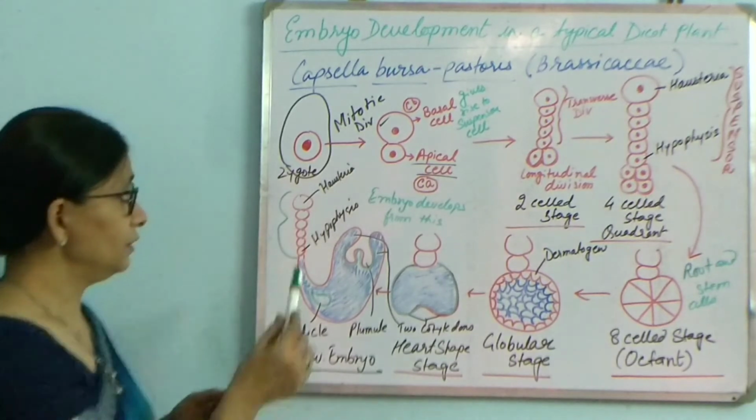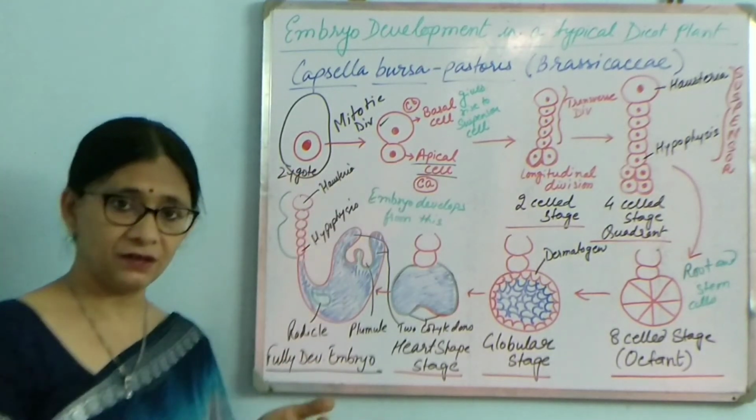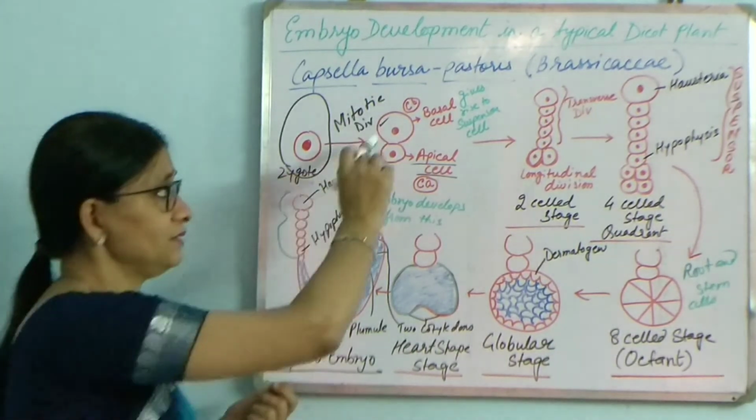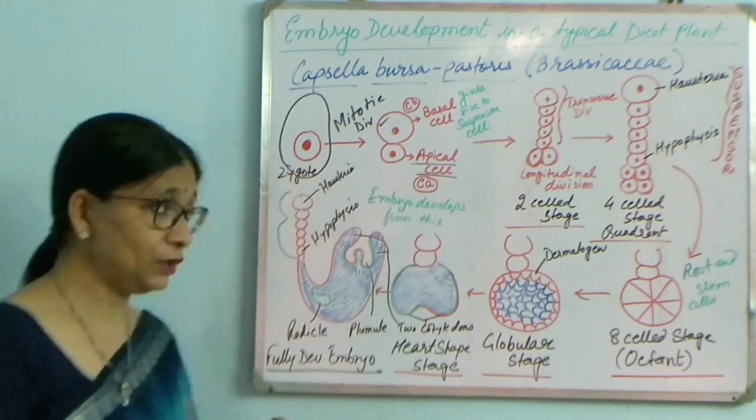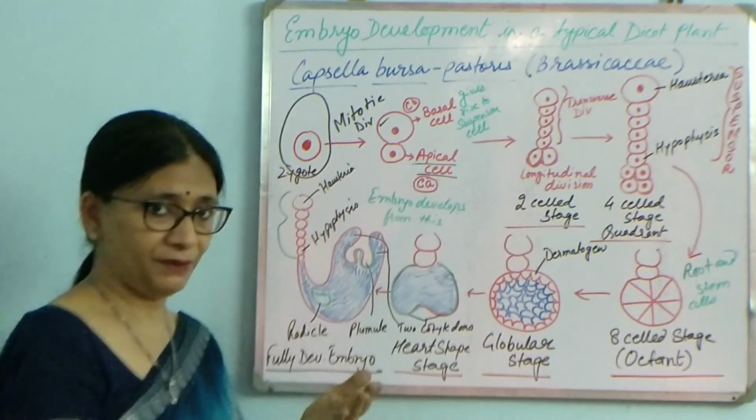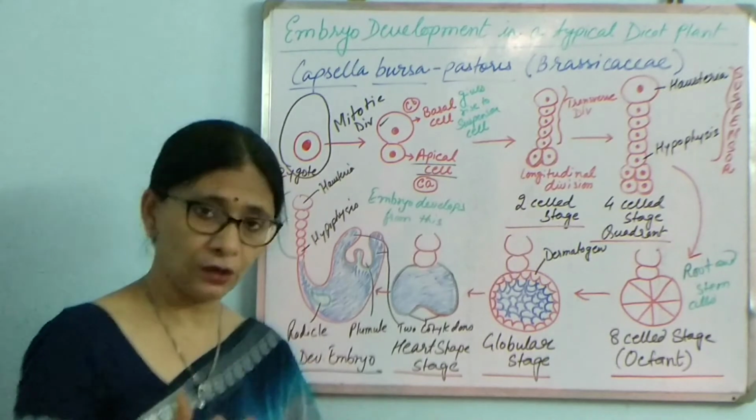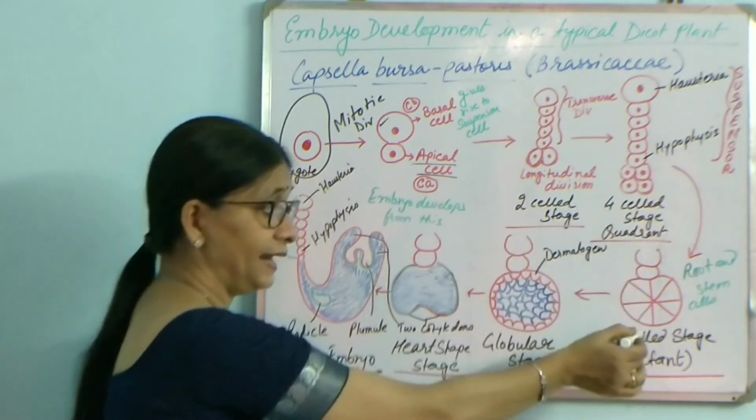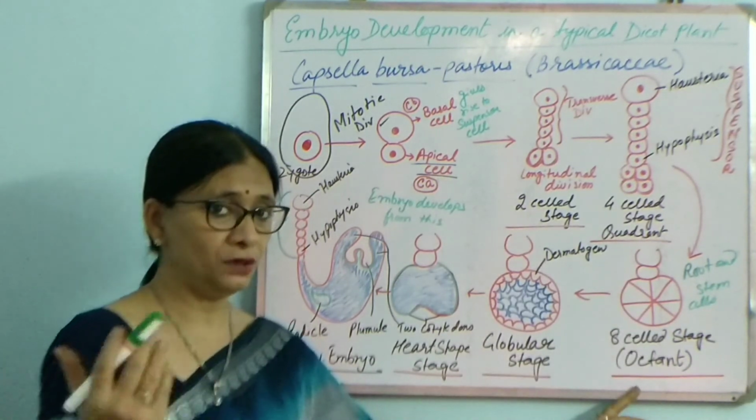Let's revise. From zygote we get two-cell stage in which the cells are unequal in size: basal cell and apical cell. Basal cell will give rise to suspensor, apical cell will give rise to embryo. Then we have transverse division and longitudinal division. Basal cell goes through transverse division and apical cell undergoes longitudinal division. We have 4-cell stage which is known as quadrant, then 8-cell stage which is known as octant. In octant stage we get root and shoot cells.